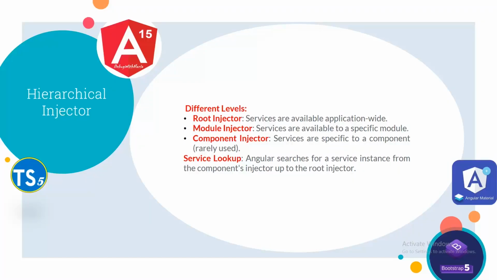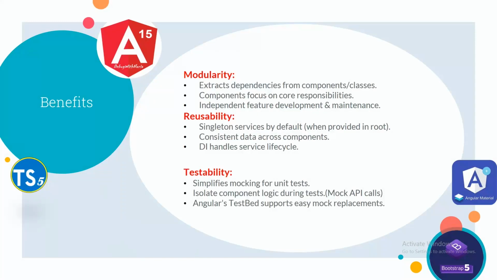Now if we inject the services hierarchically, then we have different levels of injector. First is the root injector, in which services are available application-wide. Second is the module injector, in which services are available to a specific module. Third is the component injector, in which services are specific to a component. Then there is service lookup, in which Angular searches for a service instance from the component's injector up to the root injector. Now let's talk about the benefits of services.